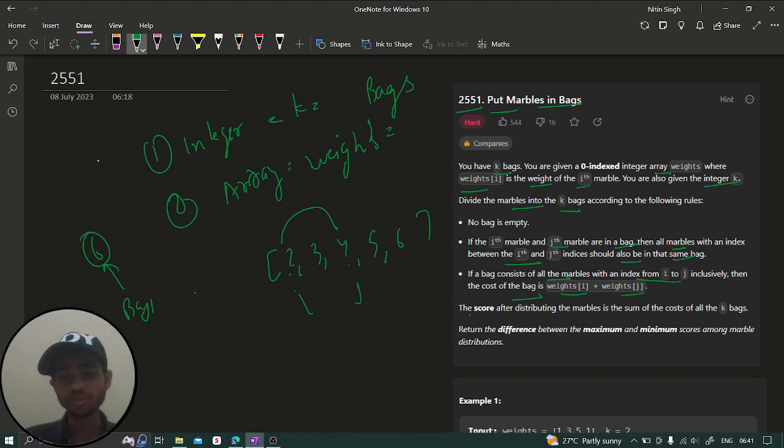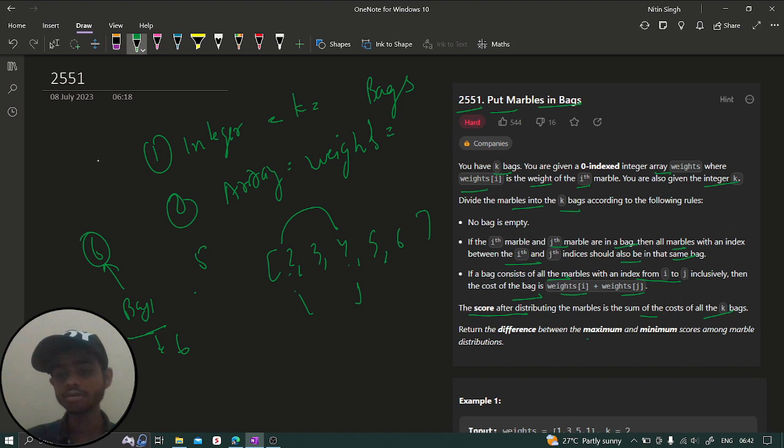All right, so now the score after distributing the marbles is the sum of the cost of all the k bags. Now guys, what is the score? The score is the sum of the costs of all the bags. Here you can see 2 plus 4 is 6, so the cost of bag 1 is 6, and so on. If let's say there are 5 bags, then if you sum up the costs of all the bags, you get the score.